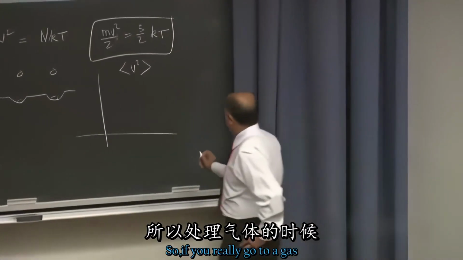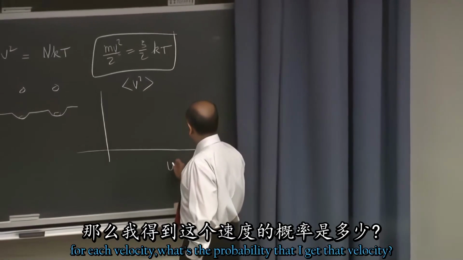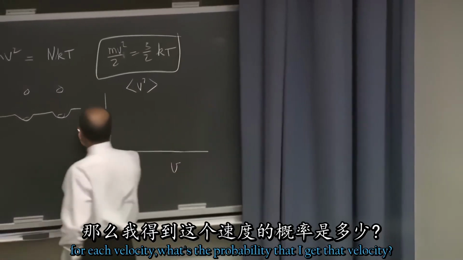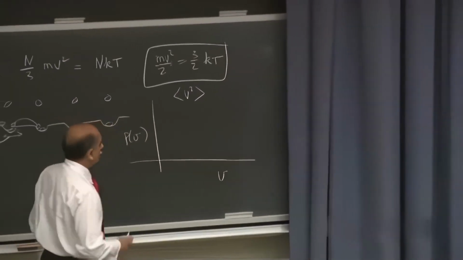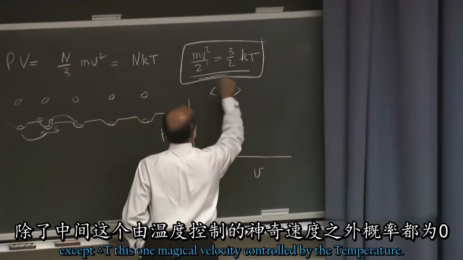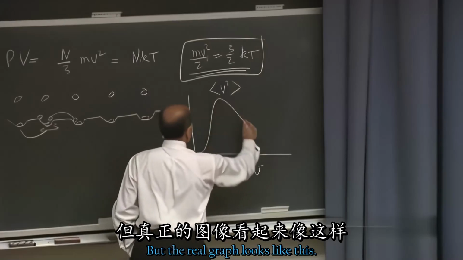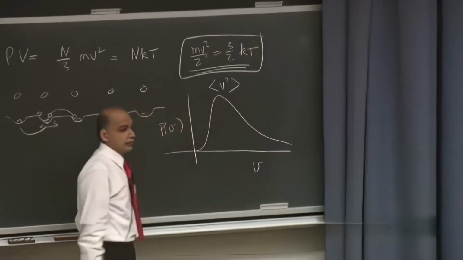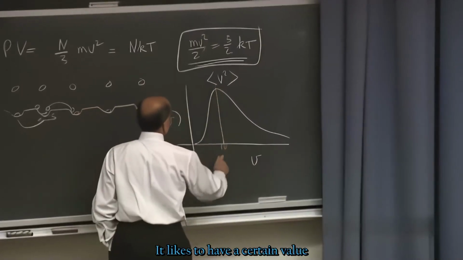So if you really go to a gas and you had the ability to look into it and see, for each velocity, what's the probability that I get that velocity? The picture I've given you is the probability is 0, except at this one magical velocity controlled by the temperature. But the real graph looks like this. It has a certain peak. It likes to have a certain value.